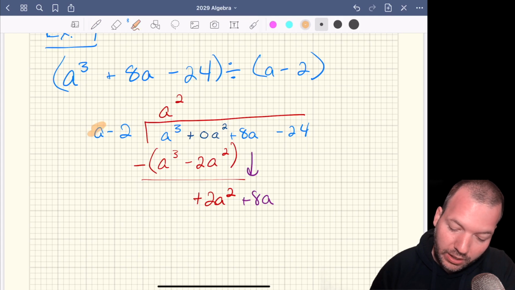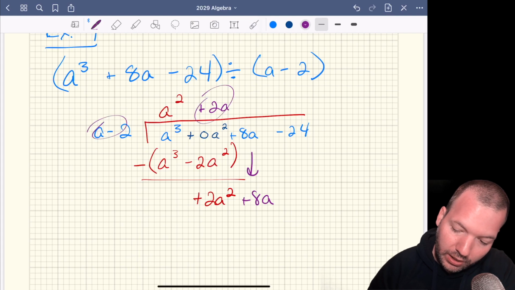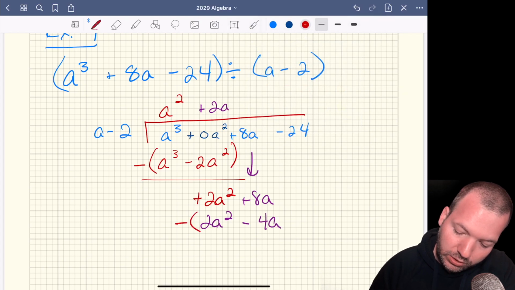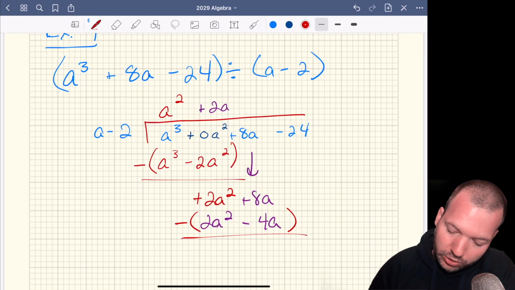What times a would make 2a squared? And the answer is 2a, right? So I'm going to put a plus 2a up here. 2a times a is 2a squared. Those should always match. 2a times negative 2 is negative 4a. And then we want to subtract, and we should get positive 12a. And we can bring down the minus 24.